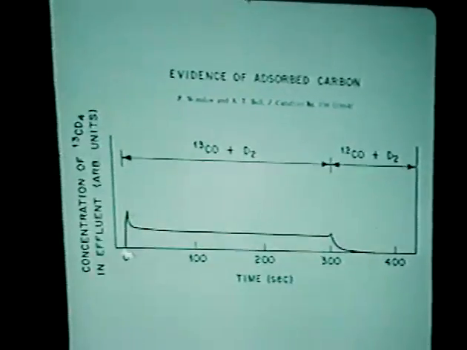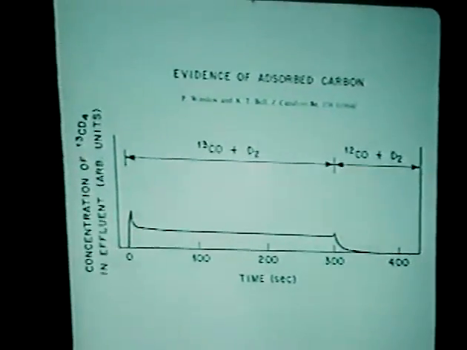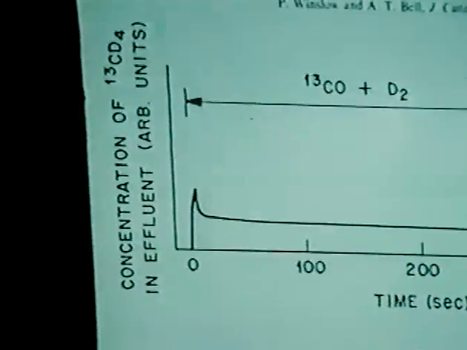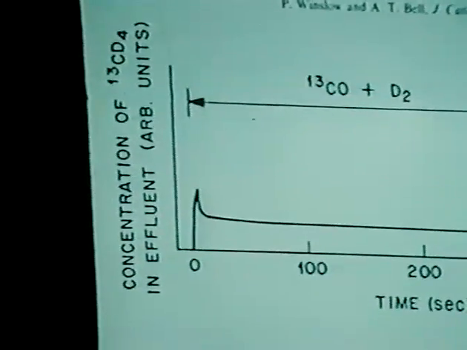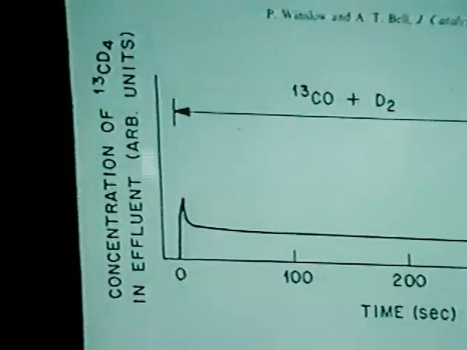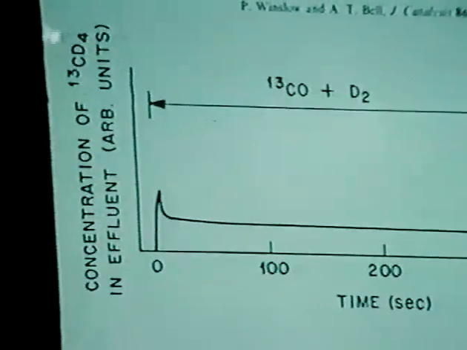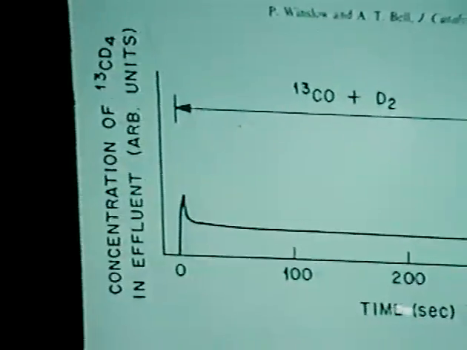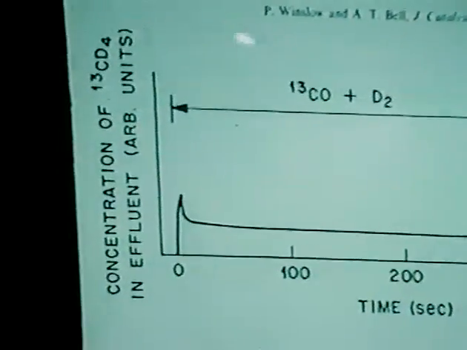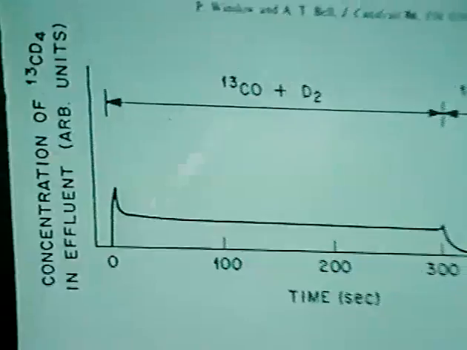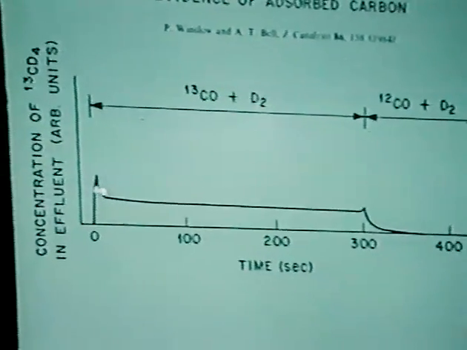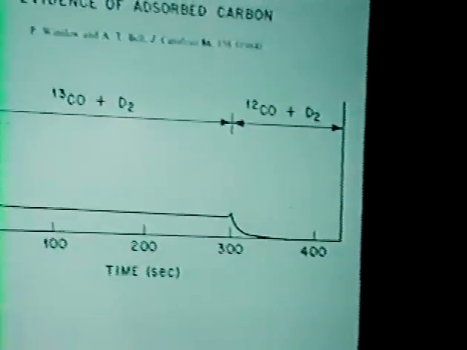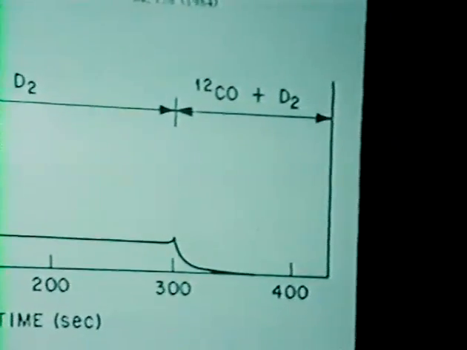Consider the following experiment, where one takes a catalyst at about anywhere from 170 to 200 degrees C. In this case, it's 4.3% ruthenium on silica. Reduce it in deuterium, which is this point over here, and then watch the amount of totally isotopically enriched methane that appears in the effluent as a function of time. If one switches over from deuterium to carbon-13 CO plus deuterium, there's an initial uptake period here, and then a pseudo steady state production of the methane for a short amount of time, about 5 minutes here.